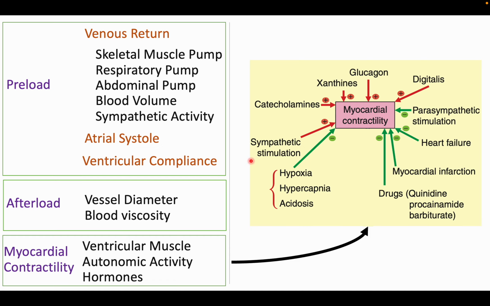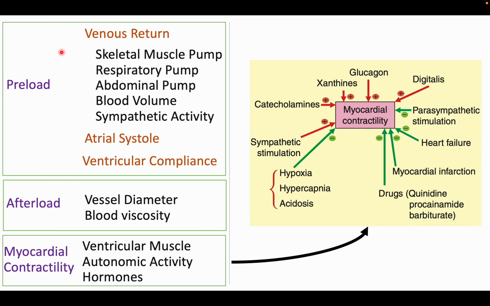During sympathetic stimulation, the cardiac contractility increases. Likewise, catecholamines act on the myocardium and increase myocardial contractility. Xanthines, glucagon, and digitalis all increase the contractility. But parasympathetic stimulation, heart failure, myocardial infarction, or some drugs like quinidine, procainamide, and barbiturates decrease the myocardial contractility. So all these were the factors affecting the cardiac output by decreasing or increasing stroke volume.